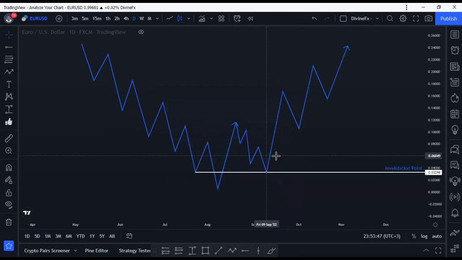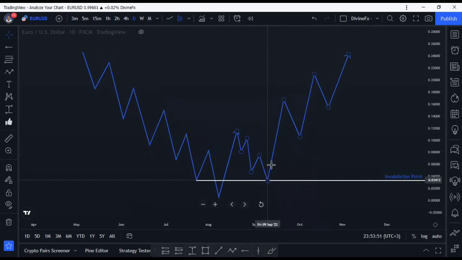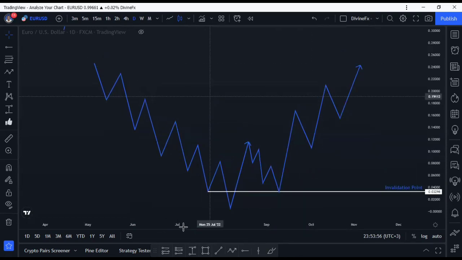This is an invalidation point where we expect the price to retrace, then proceed with an uptrend. Are we aware up to that point? Do you understand? Yes, please. Up to this point, we have discussed market structure, the break of structure, trend shift, invalidation, and validation.